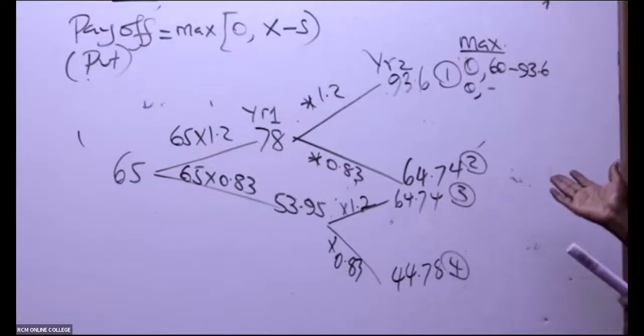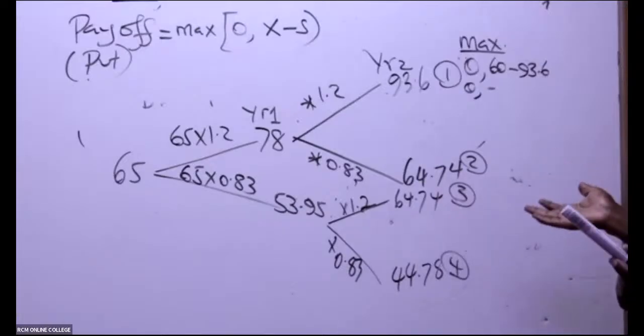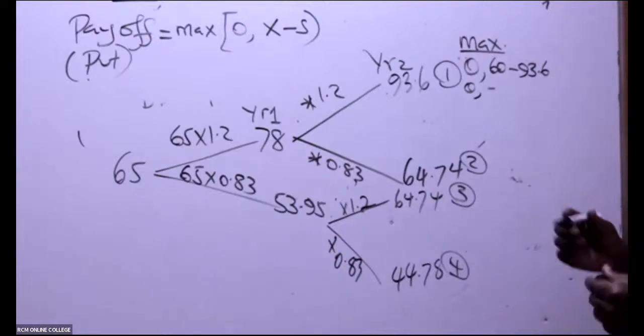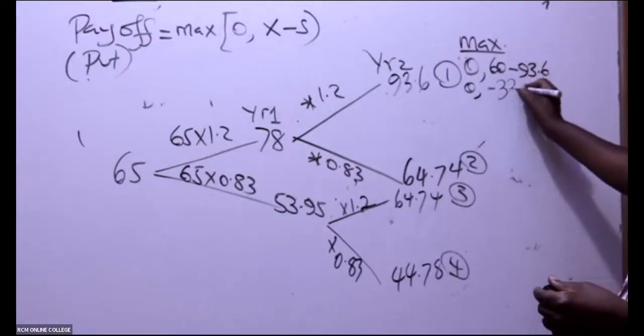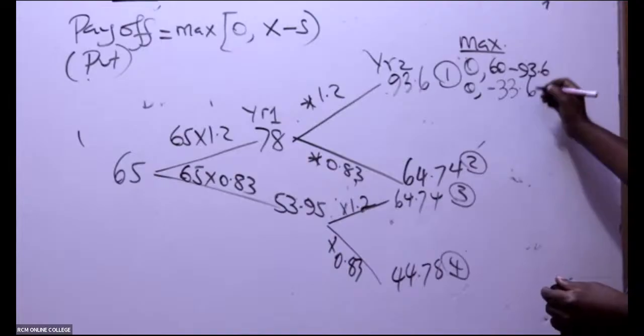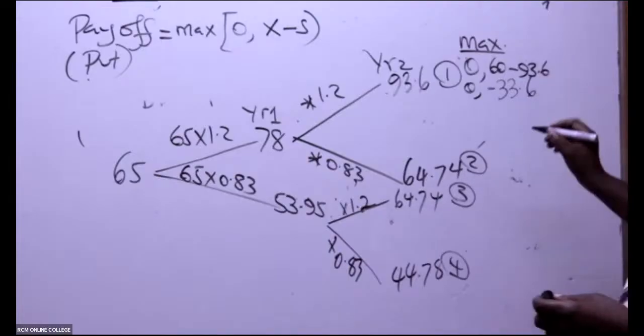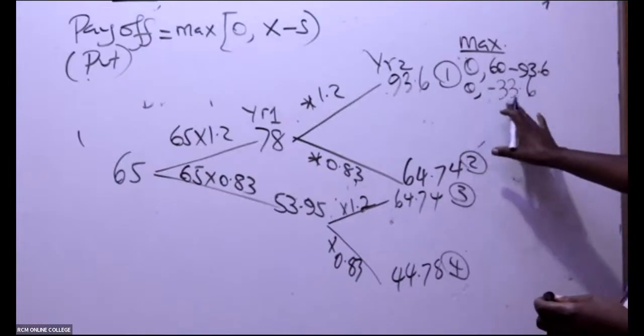Oh, now they are not talking to me. How I wish we never started doing a bad question. It is minus that. It's a very good question. You love it. It's a very, very good question. So 0 and minus 33.6.